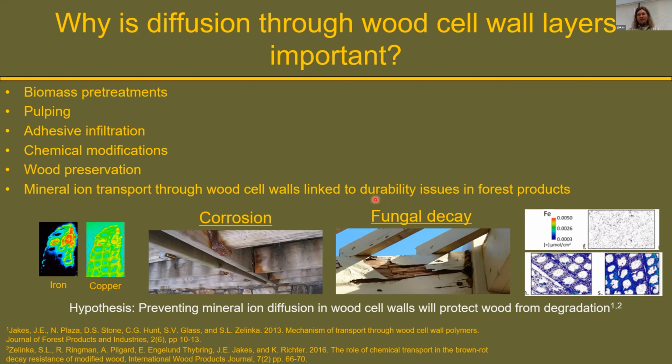In terms of fungal decay, it's well known that fungi translocate different mineral ions into the wood cell walls. Here's some work that we did showing the location of iron in wood cell walls. In non-decayed wood, there's very little, if any, iron. After decay, you can see that the fungi has moved some iron into those wood cell walls. So we have this hypothesis that if we can better understand mineral ion diffusion in wood cell walls, then we can develop better wood protection mechanisms.